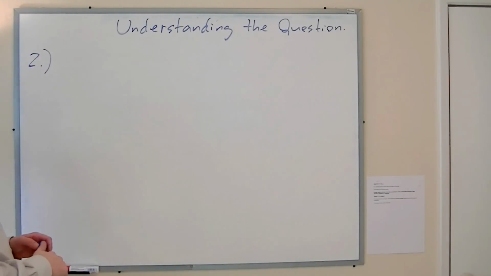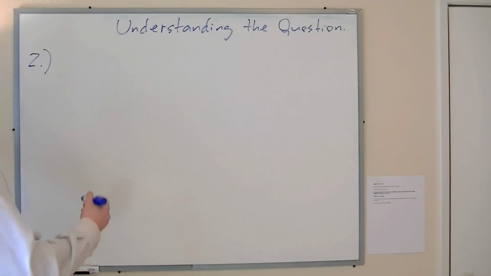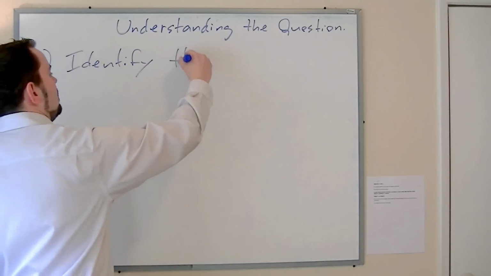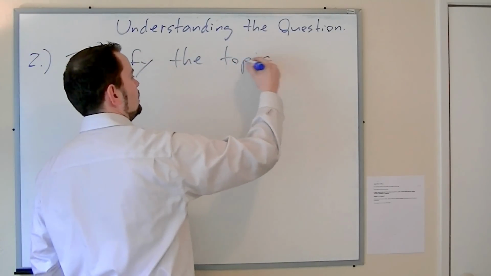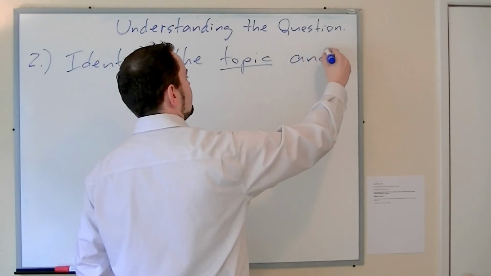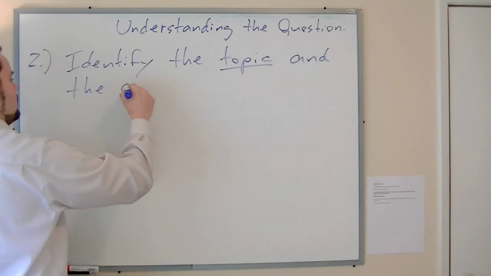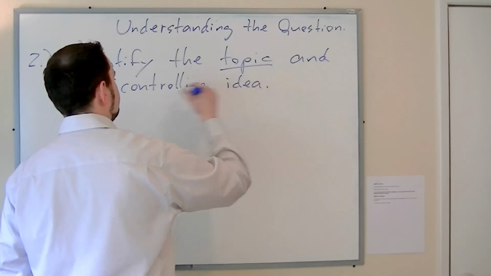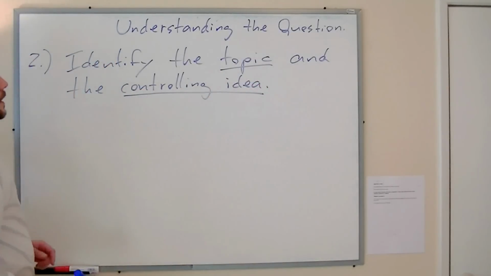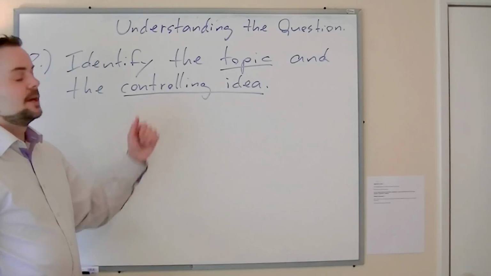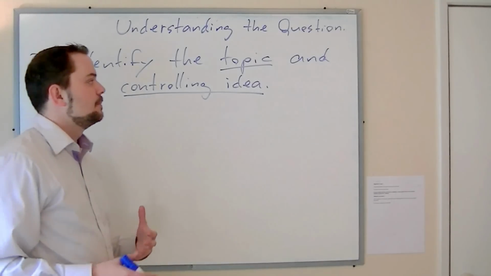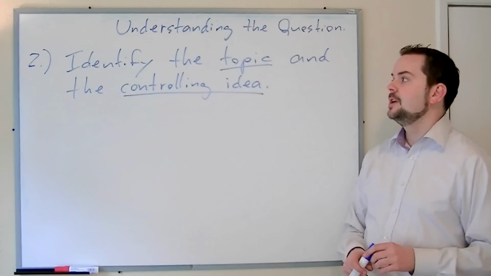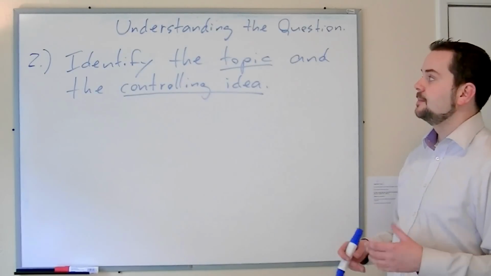So a second step to help you understand the question is identify the topic of the question and the controlling idea. And then when you identify the topic and the controlling idea, you want to use some critical thinking and ask some clear, logical questions, which will also help you to get to the next step of planning.